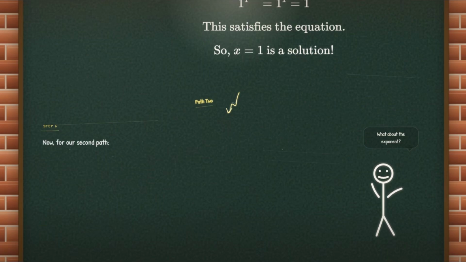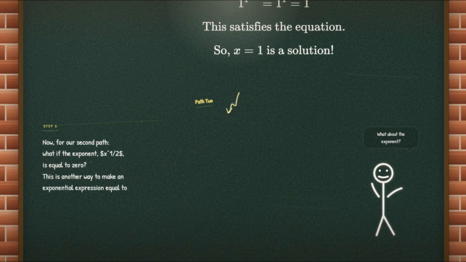Now, for our second path, what if the exponent, x to the 1/2, is equal to 0? This is another way to make an exponential expression equal to 1, as long as the base isn't 0. Let's solve for x in this scenario and keep our domain in mind.